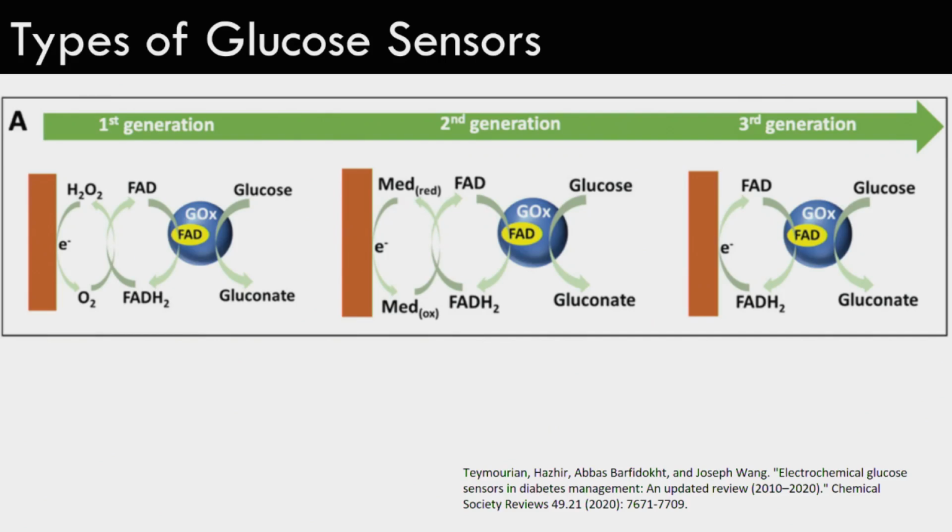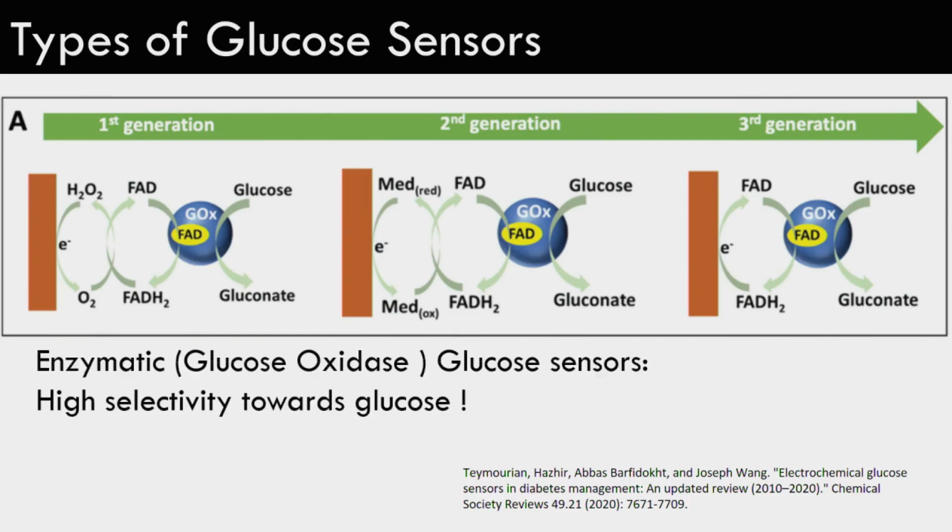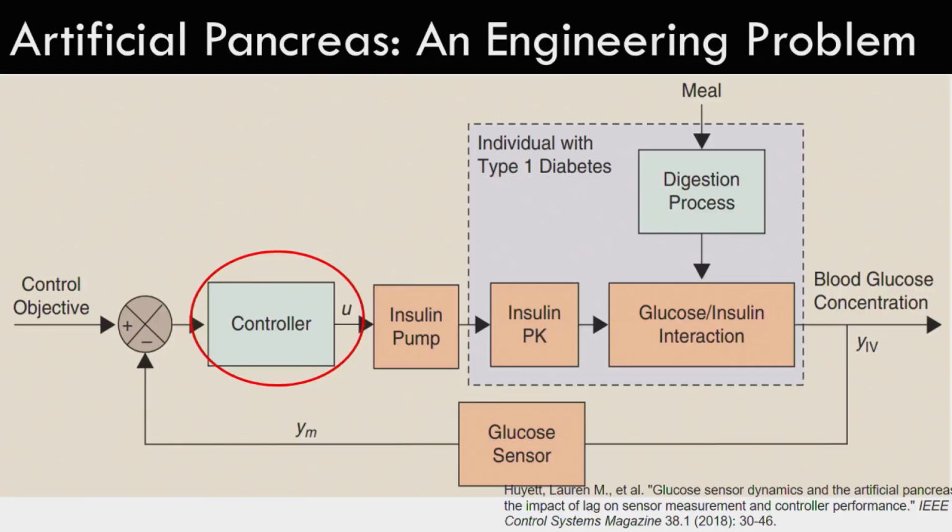We have already looked at these things, so I don't need to go into detail. The first generation, second generation and third generation sensors we have discussed in detail previously. All of these use enzymatic sensing. Now coming to the artificial pancreas, we will mostly be looking at the glucose sensor and how we can extract the glucose signal, the glucose concentration. That is our main focus of the lecture today: what kind of instrumentation we require to measure the glucose concentration.